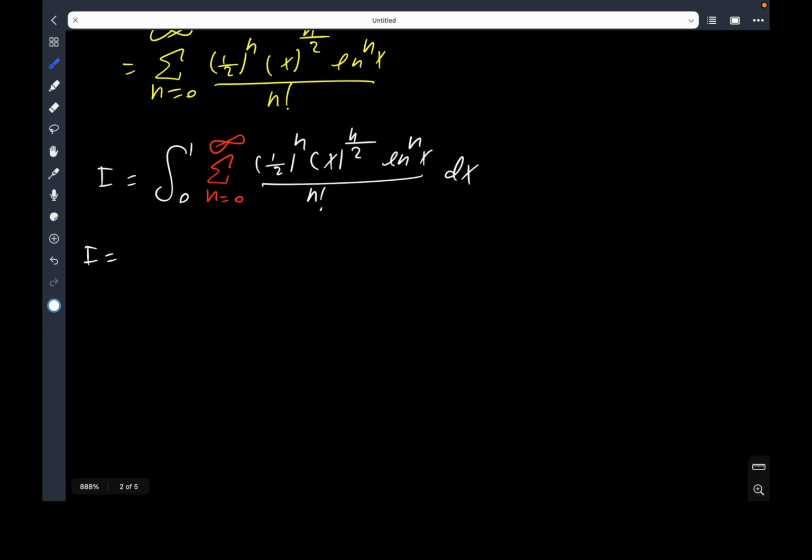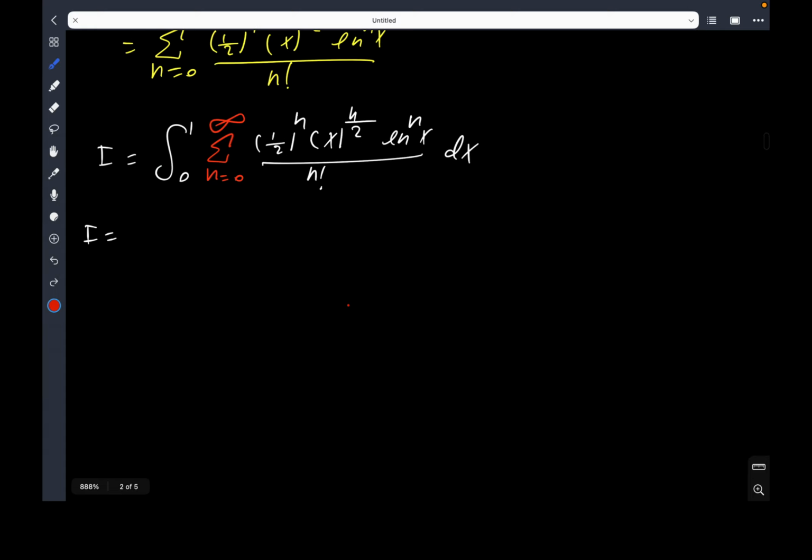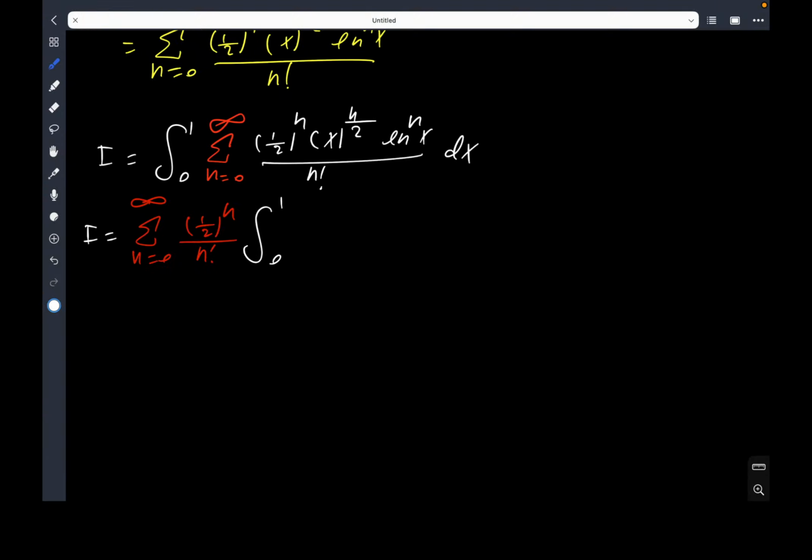And I'm going to take this infinite sum out. It's going to be the infinite sum from 0 to infinity of, I'm going to take this 1 over n factorial out as well because it's a constant, and I'm going to take this one out as well. So it's going to be half to the n over n factorial, the integral from 0 to 1 of x to the n over 2 ln to the n x dx.